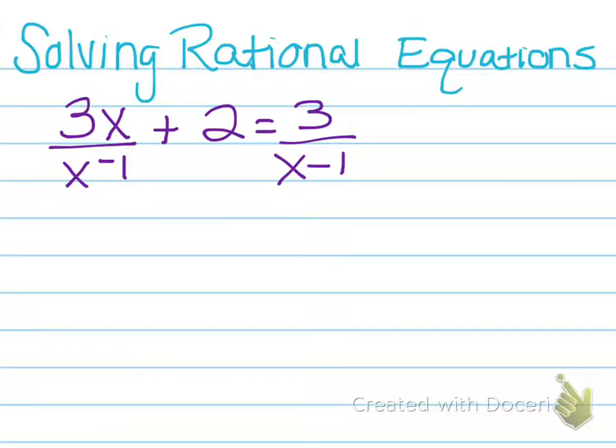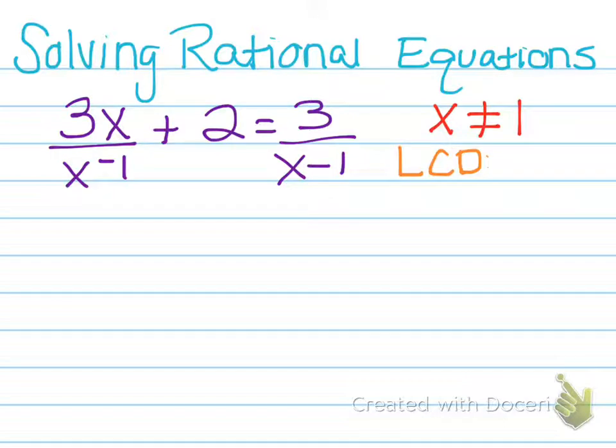When we solve rational equations, we're actually going to identify the domain restriction first. So we know that x cannot equal positive 1. The reason why we do this is because at the end, when we get an x equals solution, we need to make sure that solution isn't 1. The second thing we do, just like when we added and subtracted rationals, is identify our LCD.